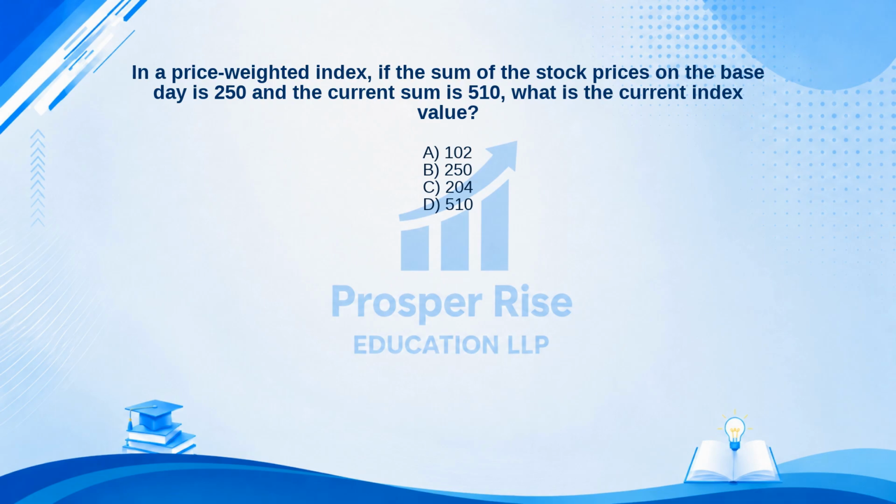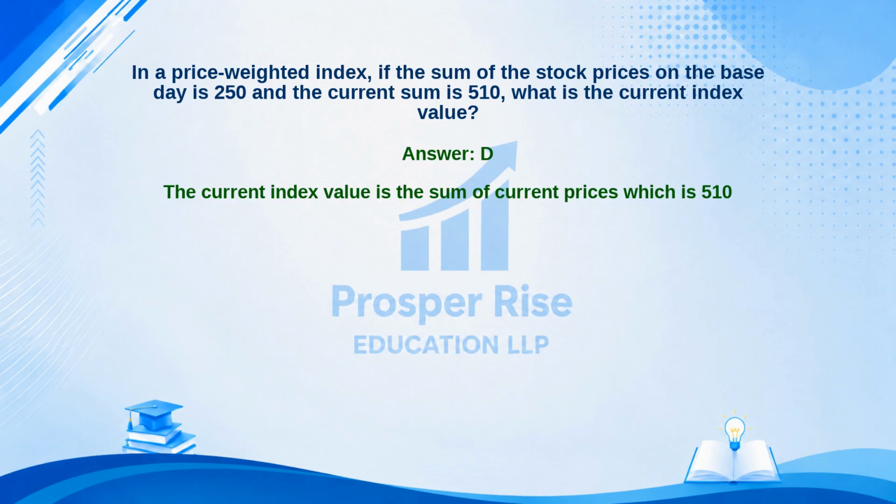The correct answer is option D. Let's see why. The current index value is the sum of current prices, which is 510.